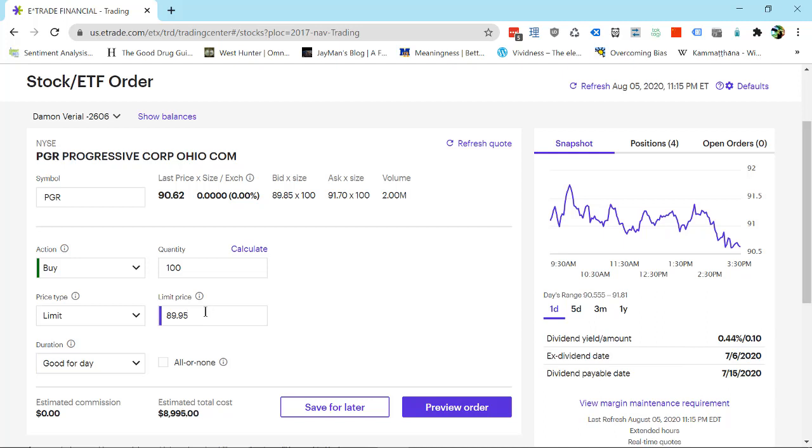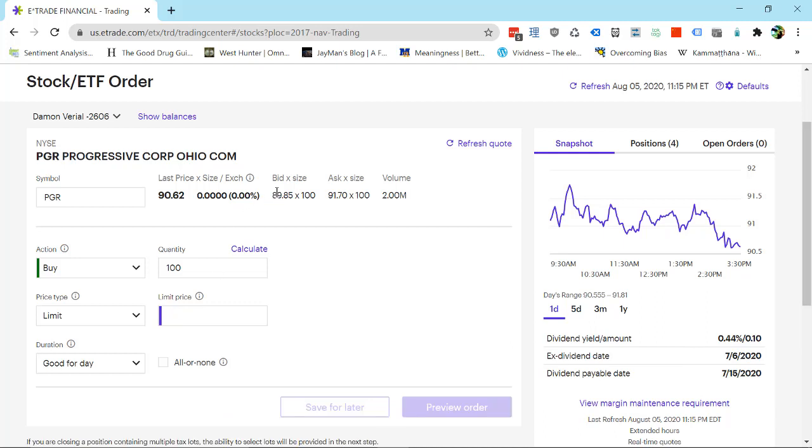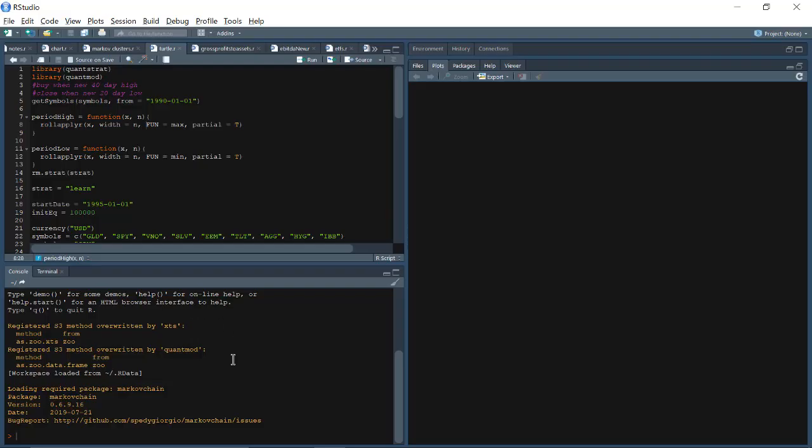If that's too much busy work for you, then just select midpoint price. So add this price to this price and divide by 2, and you'll get something. We'll do the math. 91.7, 89.83.